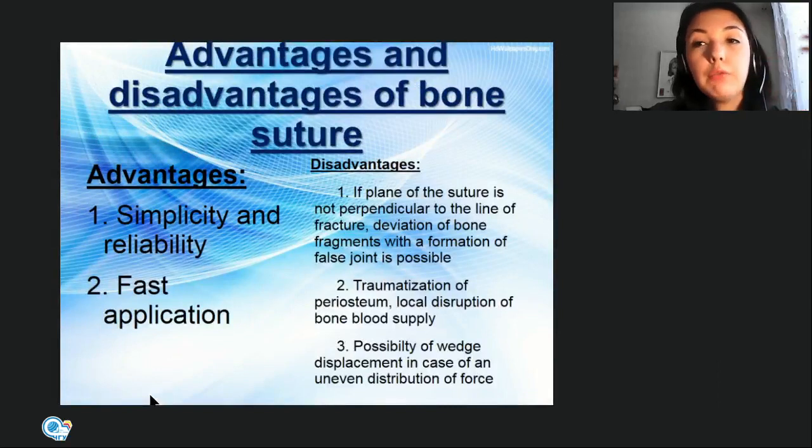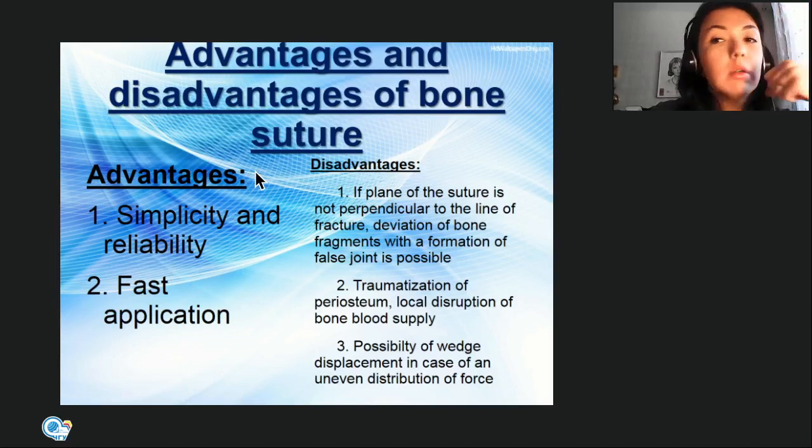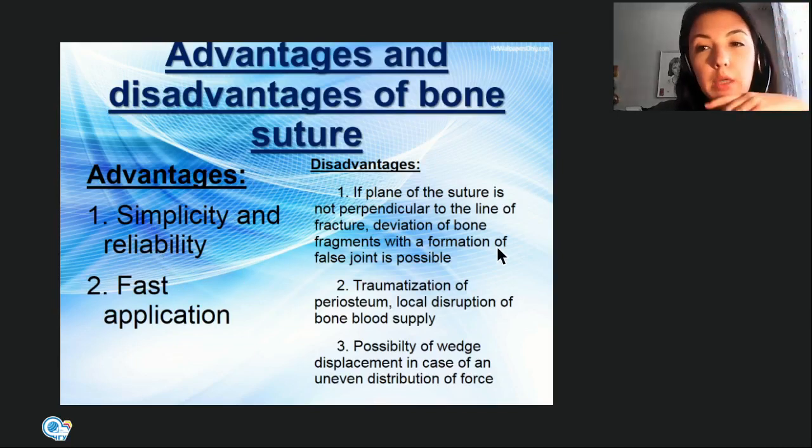So what are the advantages and disadvantages of bone sutures? Advantages are simplicity and reliability: anyone can do it, no special equipment is required, and it's more reliable, let's say, than just gypsum immobilization, and it has fast application. But there are many disadvantages of bone suture.